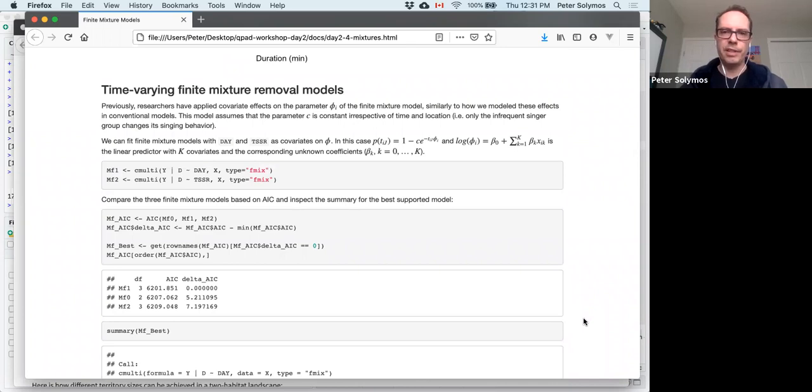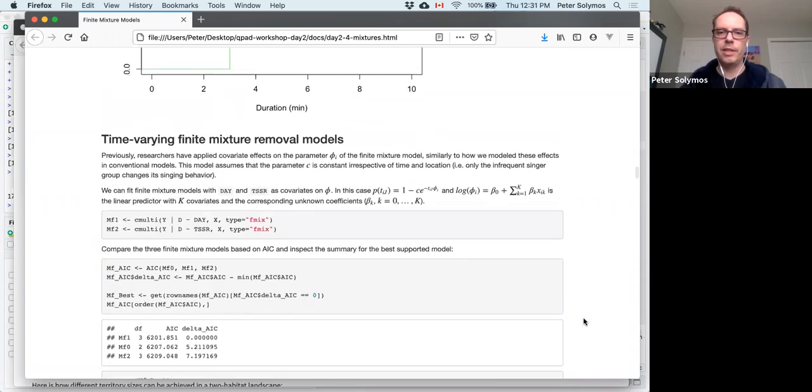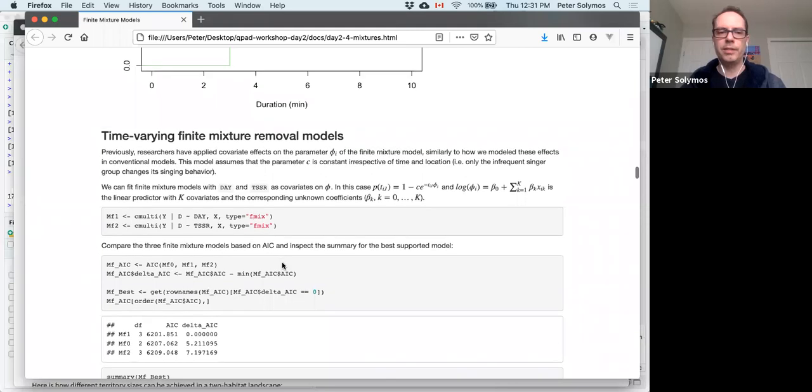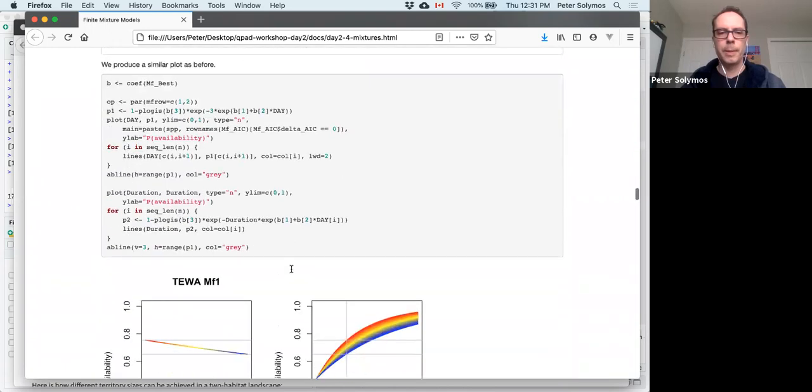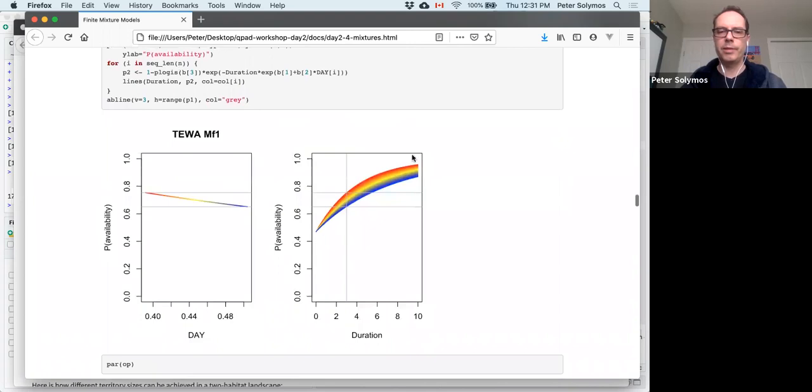And there is also a time varying version of that. Actually, two time varying versions, because now we can say phi is a function of time or C is a function of time, which is a slightly different interpretation. If you use F-mix, that means phi is going to be a function of day and C is constant. And this is how you can think about it. Over the season, that phi is higher or lower, but the intercept, which relates to the C, is the same.